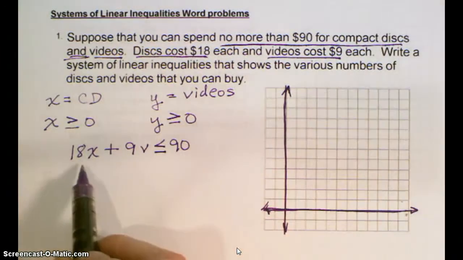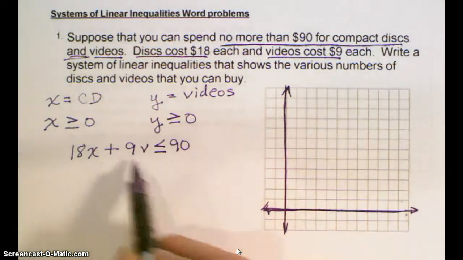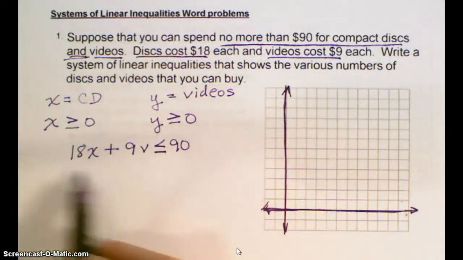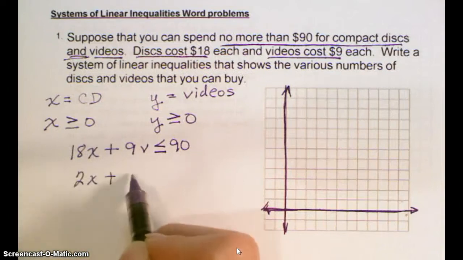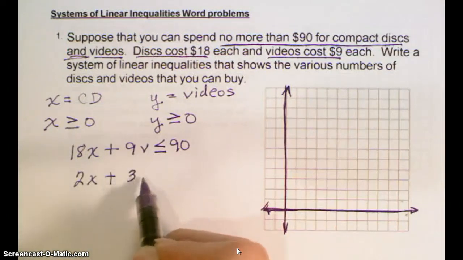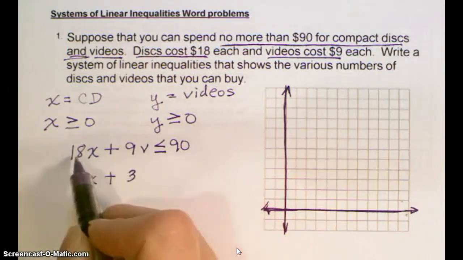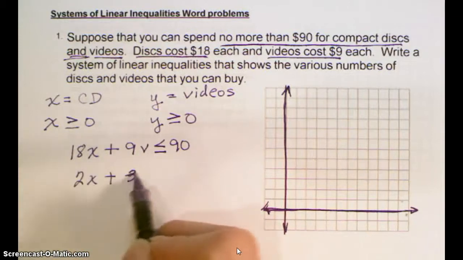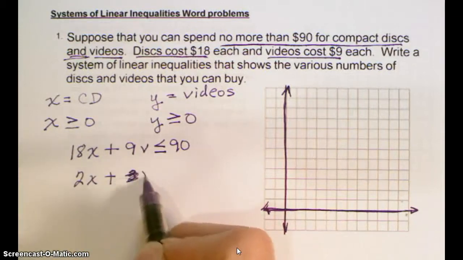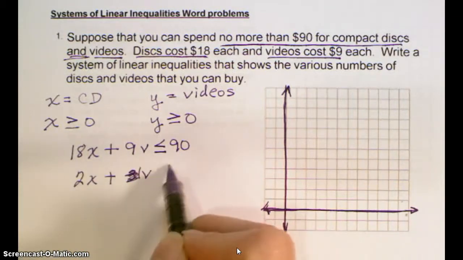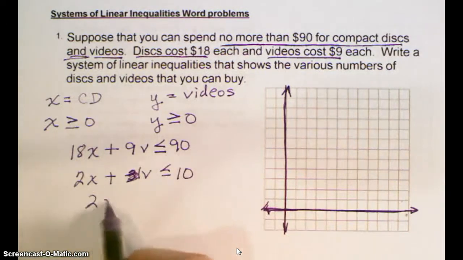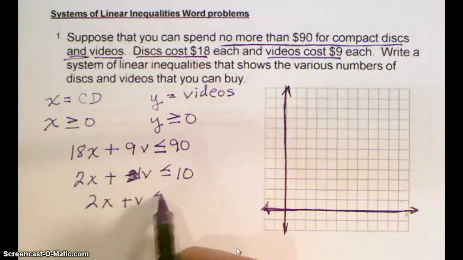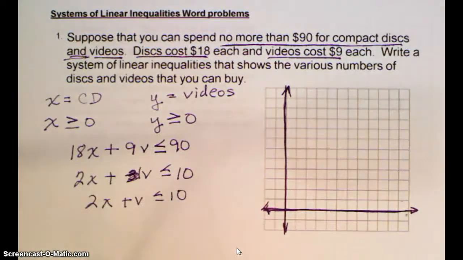Okay, now, if I notice the coefficients here and this constant, these are all divisible by 9. So I can simplify my inequality and put it in standard form. 18 divided by 9 is 2. 9 divided by 9 is 1, and the result is less than or equal to 90 divided by 9, which is 10. Let me rewrite that for you. Since it's in standard form, let's make a quick graph.